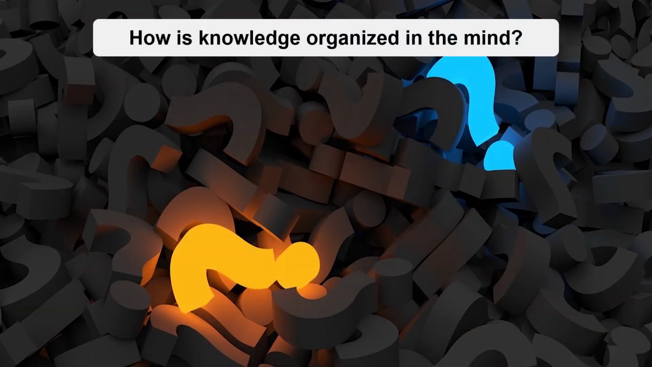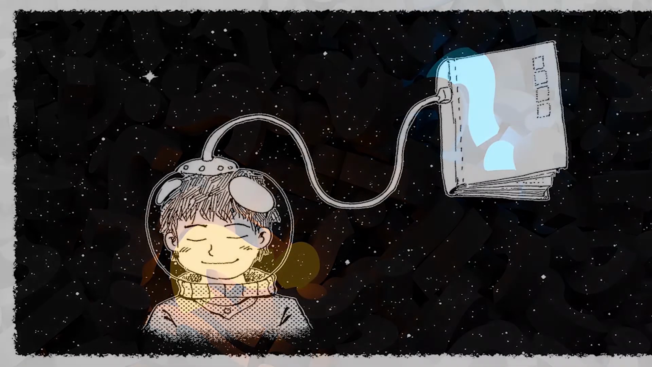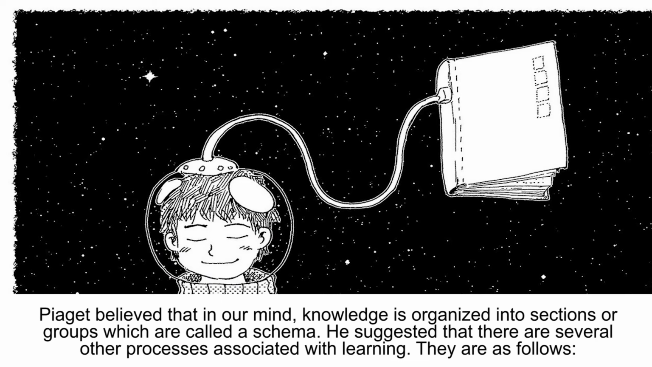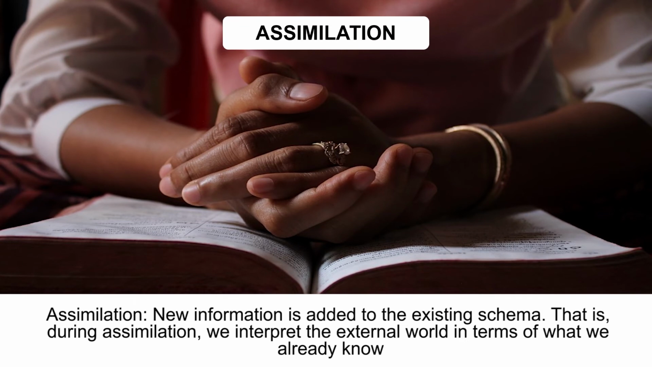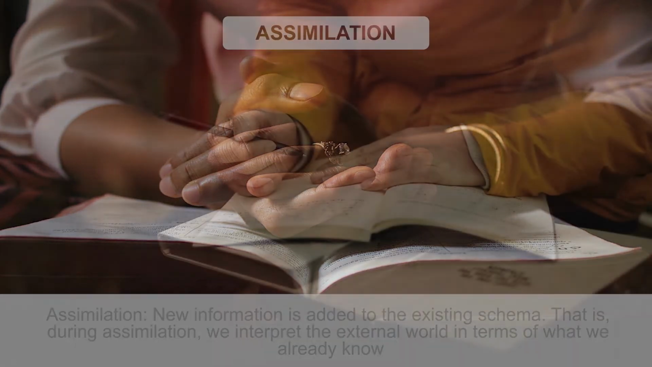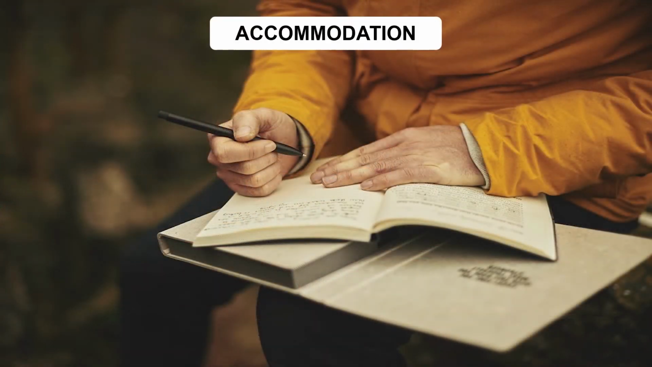Now, how is knowledge organized in the mind? Piaget believed that in our mind, knowledge is organized into sections or groups which are called schemas. He suggested that there are several other processes associated with learning, and one of these is assimilation. Assimilation is the new information added to the existing schema. That is, during assimilation, we interpret the external world in terms of what we already know. Then comes the term accommodation.